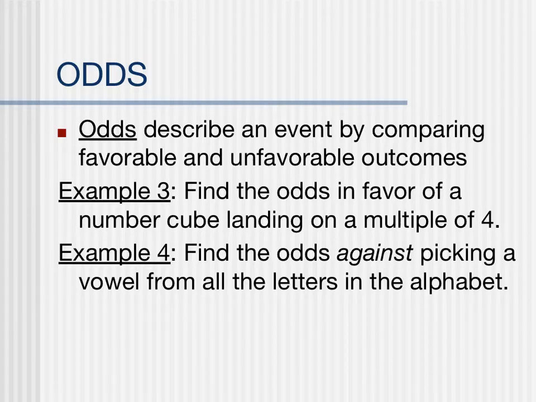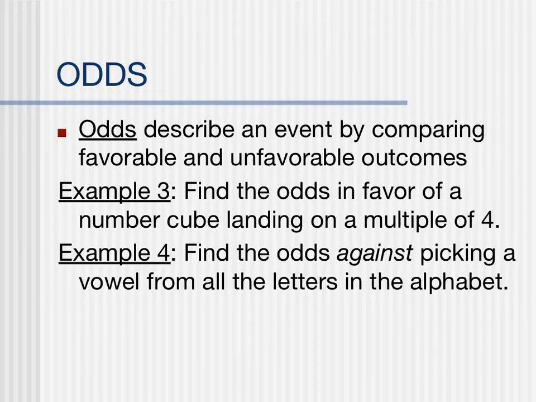Don't confuse odds with probability. They kind of have the same meaning, but the odds are going to be favorable to unfavorable, whereas the probability, whether it's theoretical or experimental, is going to usually be over the total. So it would be 1 out of 6 there.